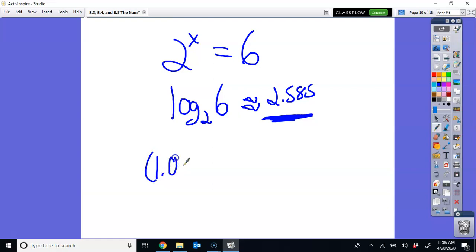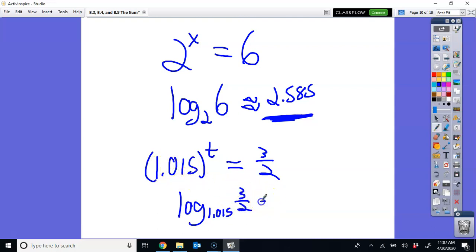How am I going to get that answer, Mr. Harrison, on my bank account where I had that 1.5% interest raised to the time, and I wanted to find when that is equal to 3/2, because I had $3,000 as my goal divided by the 2,000 beginning amount. How do I get that answer? Do I do log base 1.015 of 3/2 is equal to t? Well, yeah, that's how you get the answer, but how do I actually get this, Mr. Harrison? I can't do that in my head. So do I guess and check?